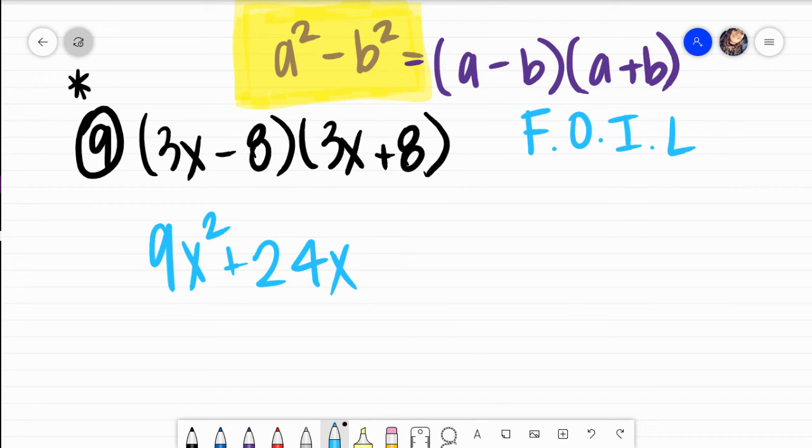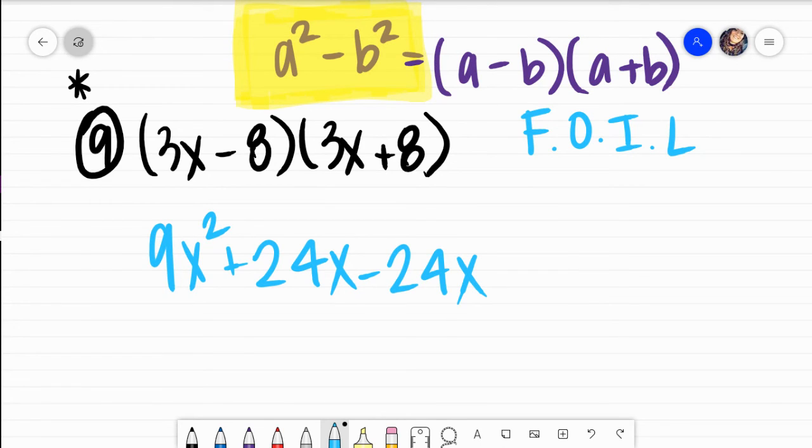Then the next thing in my acronym says I for inner. Inner or the inside terms. You could hear first, outer, inside, last, but they usually say inner. These are my inner terms. Multiply those together. 8 times 3 is 24. Signs are different, so it's negative. No x times x is just x.